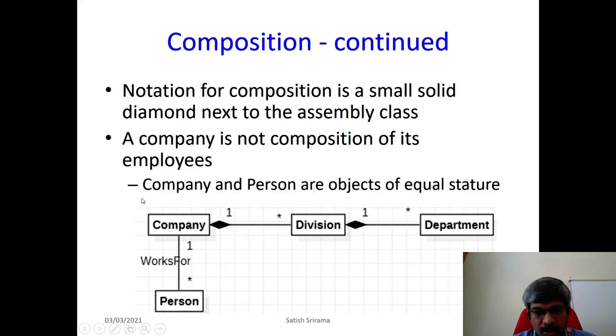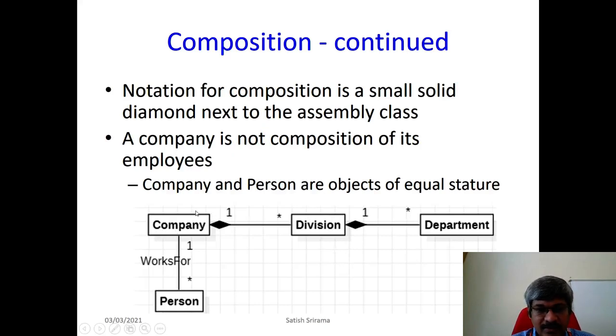So now hopefully composition is clear. A company is composed of several divisions, and the divisions are composed of several departments. If a company is destroyed, everything is gone, all the divisions and departments. If a certain division is terminated, all its departments are also closed. So that is a very strong way of saying it. But look at the interesting thing.